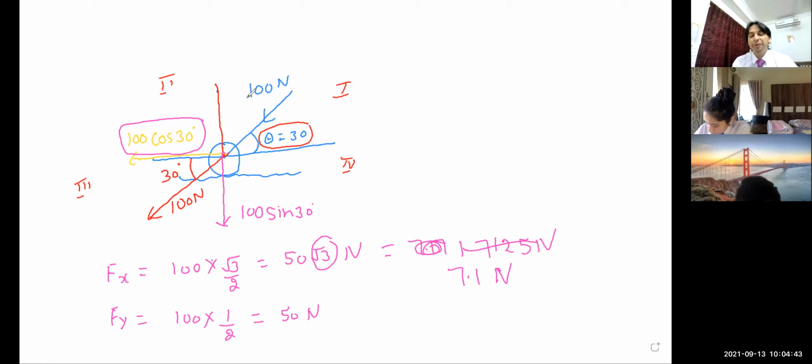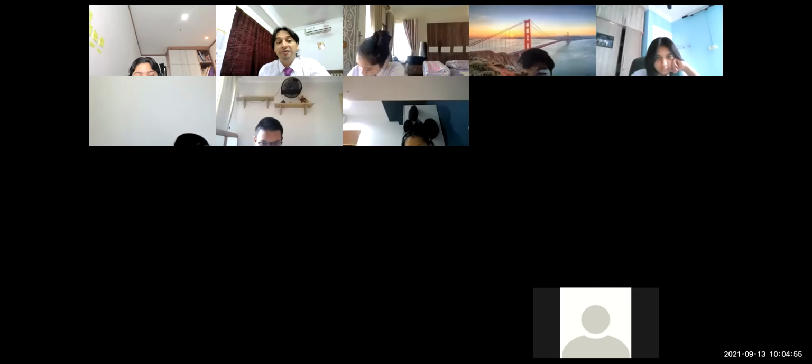Later on, children, we will practice some more questions to understand how to resolve a force into two rectangular components. Now I want to move to the next topic, and our next topic is circular motion.